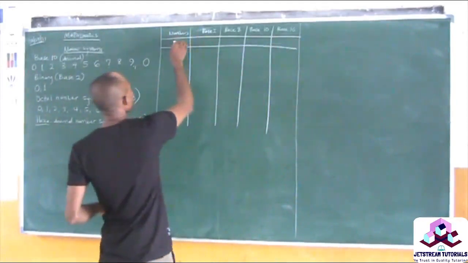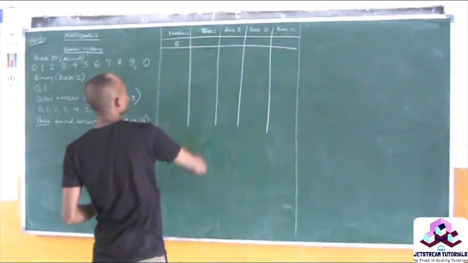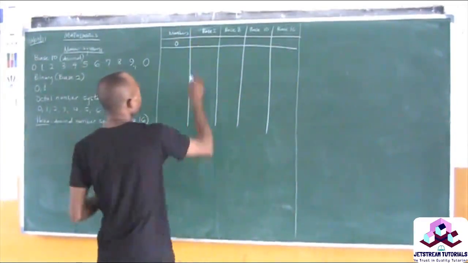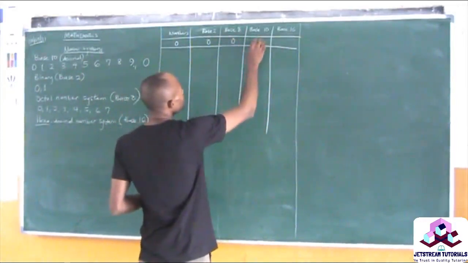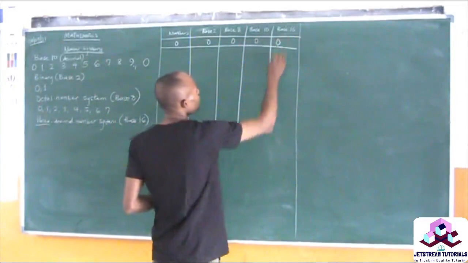So when it is 0, base 2 is what? 0. Base 8 is 0, base 10 is 0, base 16 is 0.